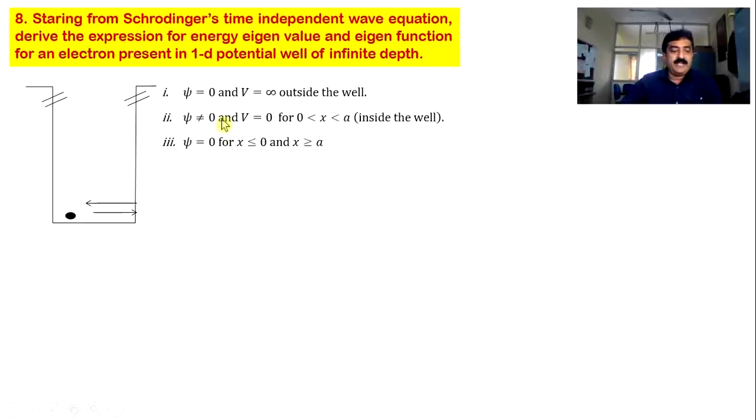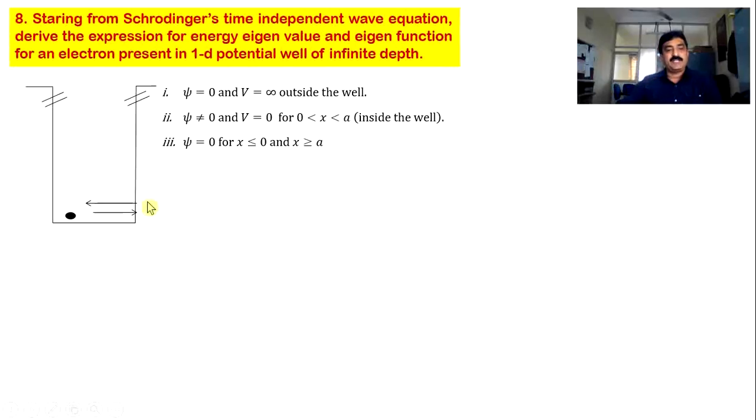Well, now the boundary conditions. Probability of finding the particle, that is the wave function psi, and potential energy V: the wave function is 0 and potential energy is infinity outside the well. Of course, this is one of the possible boundary conditions. Because outside the well the particle is not present, therefore psi equal to 0. And just now I said, in order to come out of the well, the particle has to possess infinite energy, therefore V is equal to infinity. This is one boundary condition.